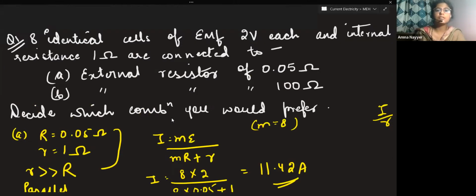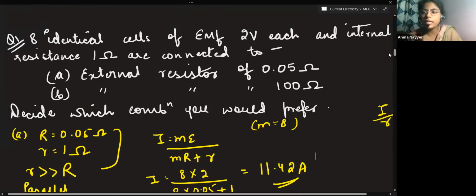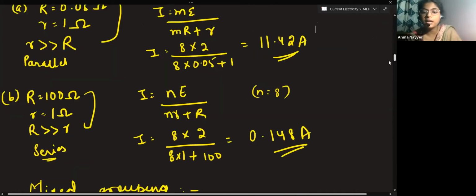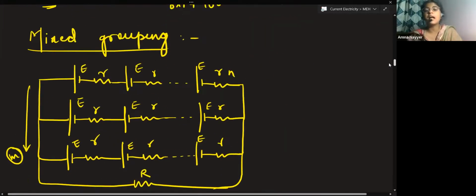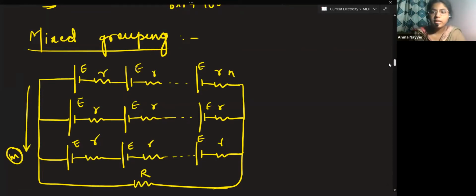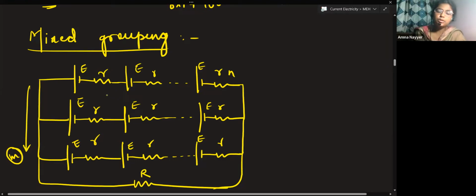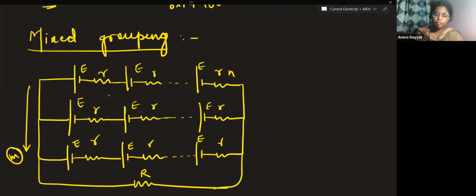Now, the last topic is mixed grouping. We discussed series grouping differently, parallel grouping differently. What if series and parallel grouping are done together? Means there was a single cell in each row in the case of parallel, and in the case of series, there was a single row. But what if both are combined? Means in each row there are n cells and the number of rows is m. You can get this kind of question as well.